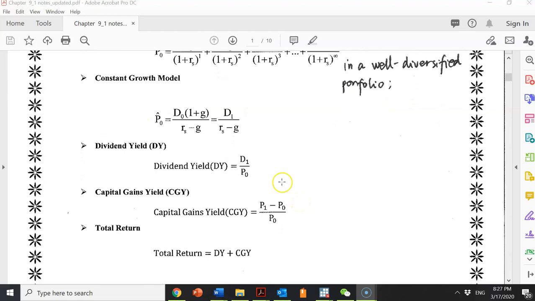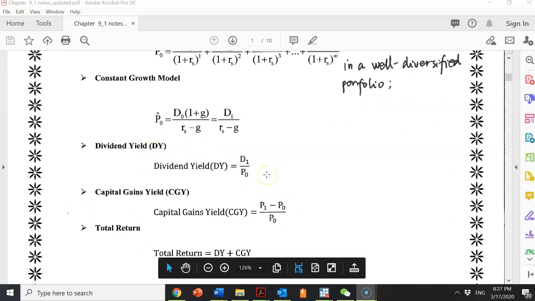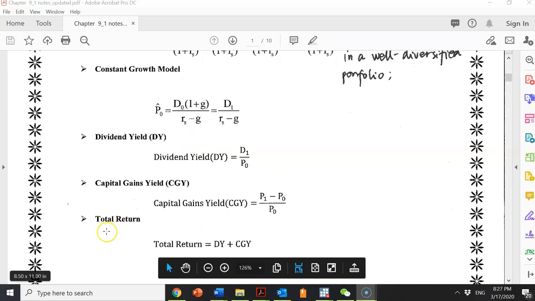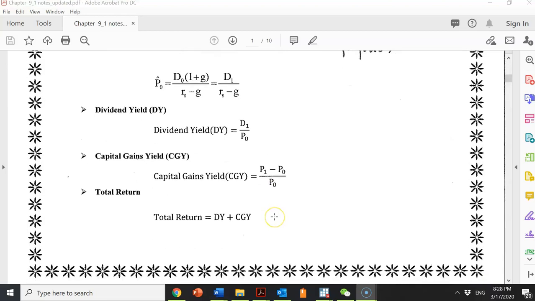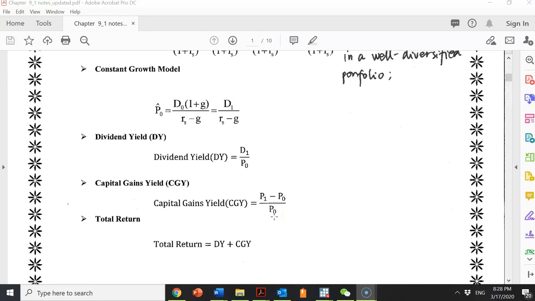Besides these, we would have a group of concepts where we divide total return into 2 components, dividend yield and capital gains yield. The total return of the stock equals DY, dividend yield, plus CGY, capital gains yield. And dividend yield of the stock is D1 over P0, dividend at time 1 divided by original price. Capital gains yield is the change in price, P1 minus P0, divided by P0, the original price. So here are some key concepts we're going to learn today.